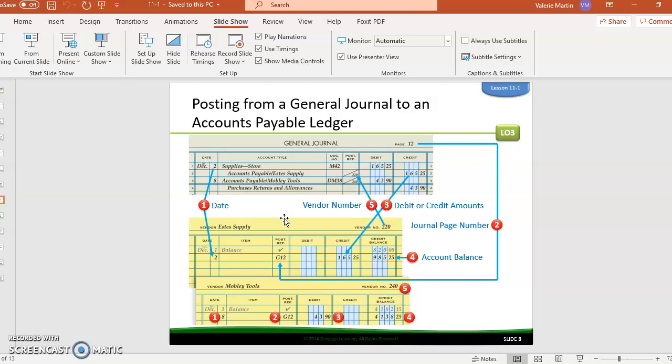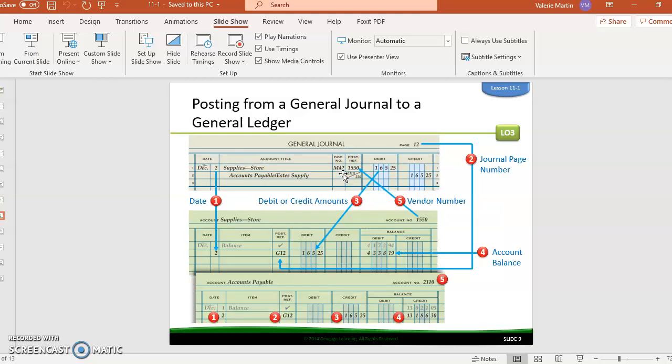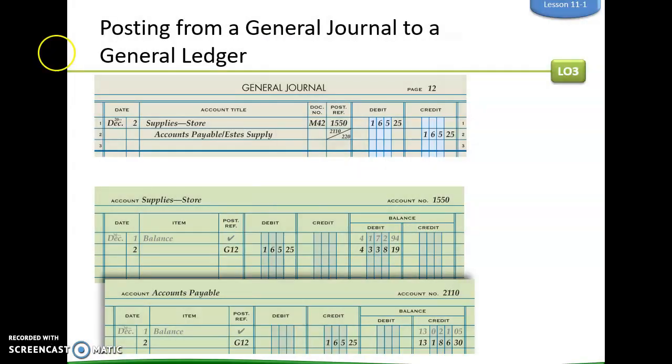We're almost finished. We just talked about posting from a general journal to an accounts payable ledger, and now we're going to talk about posting from a general journal to a general ledger. So we need to post the subsidiary accounts payable accounts to the accounts payable ledger, and then we need to post accounts payable to the general ledger, the controlling account.